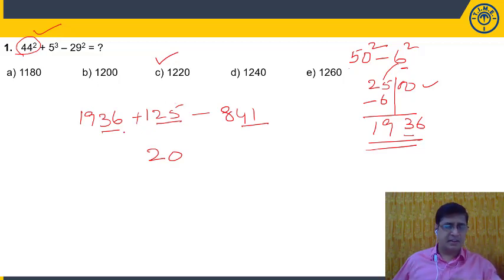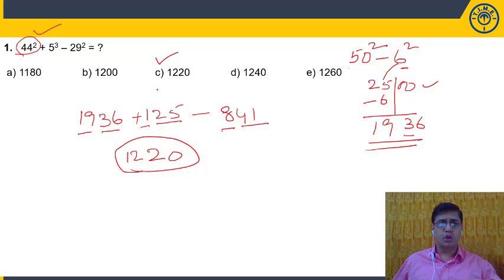Okay, now let me try the remaining part here. So what is the remaining part? If you observe this carefully, now look at this one. 8 subtracted from 19 is 11. 11 plus 1, it is 12. So what is the right answer? 1220. The right choice is option C.